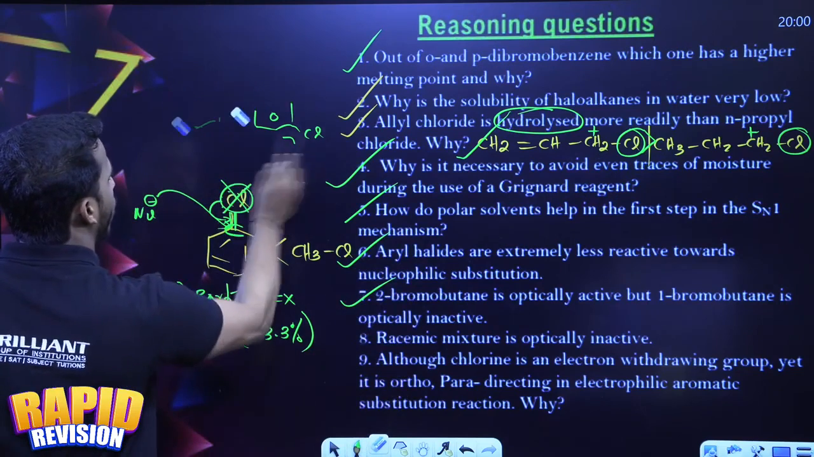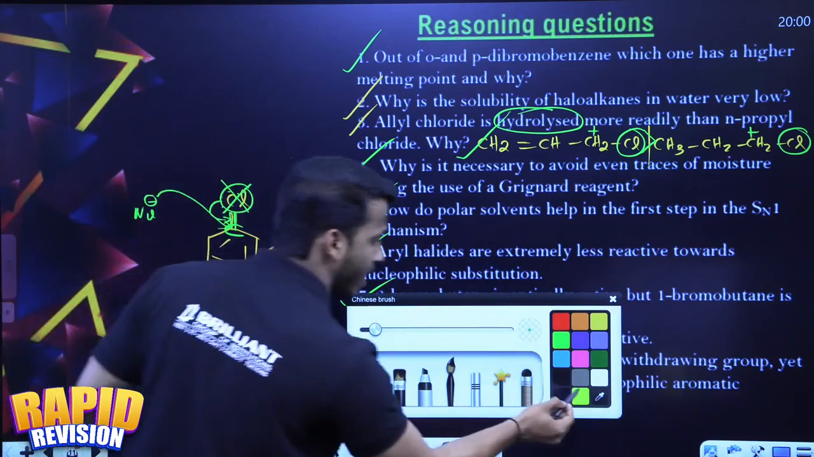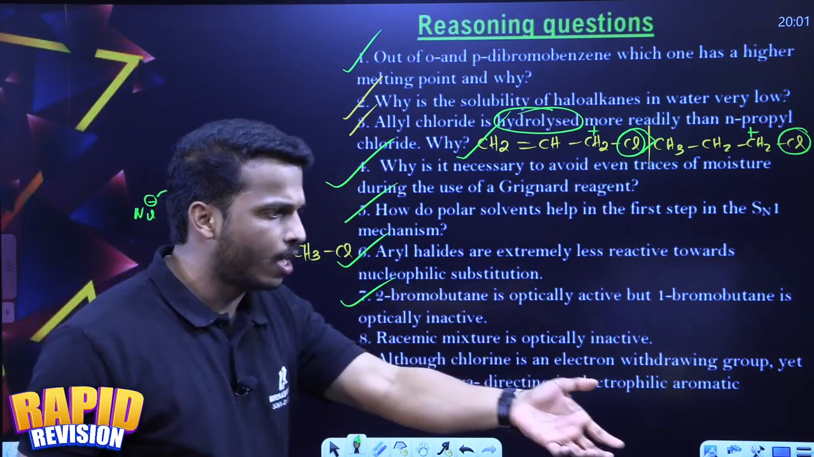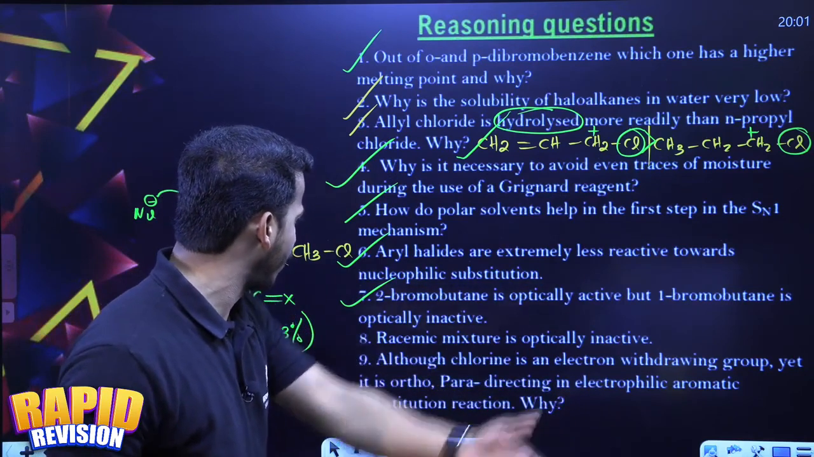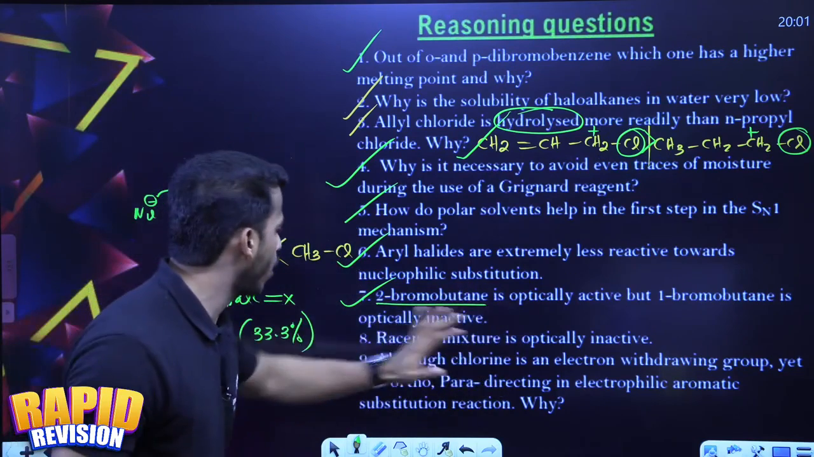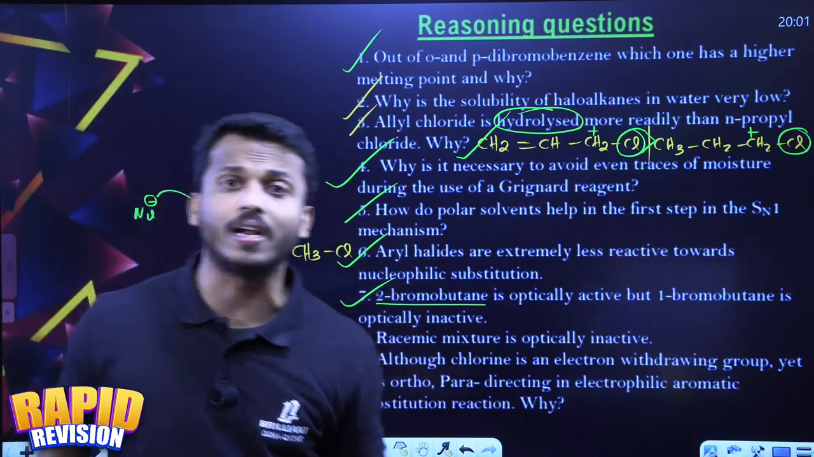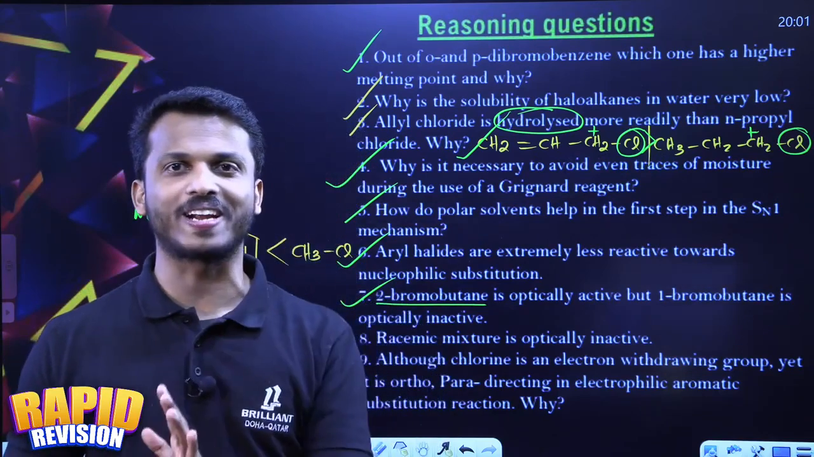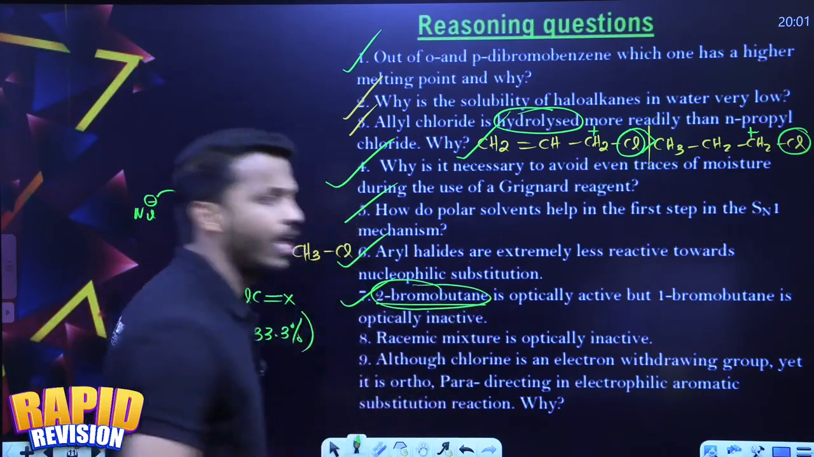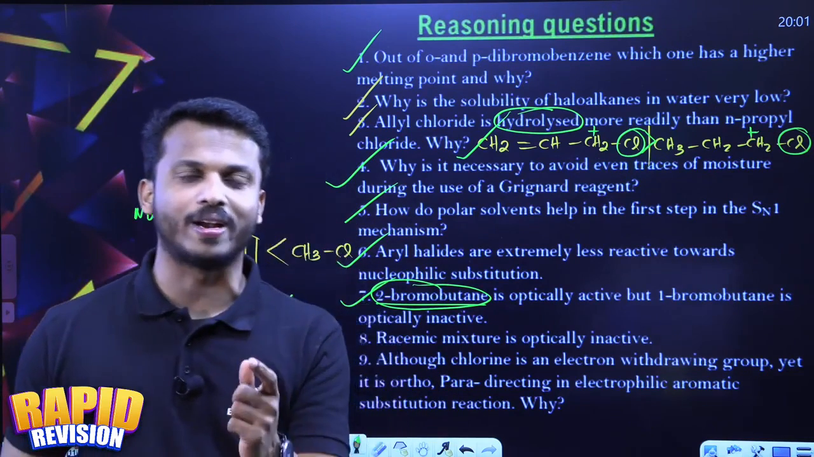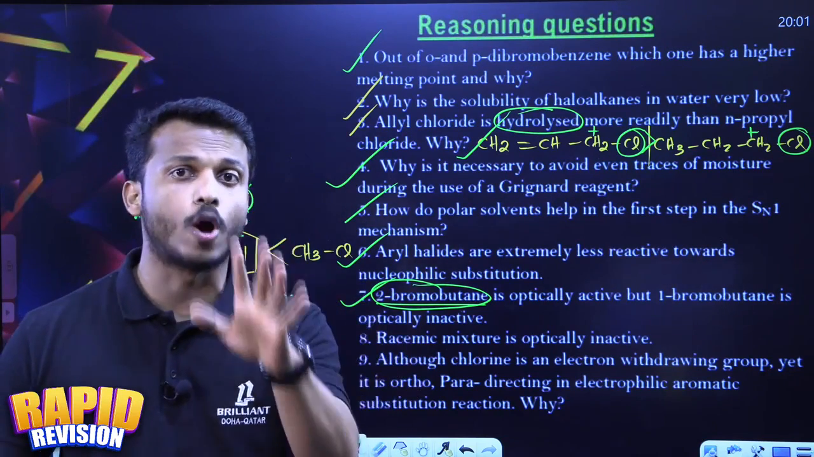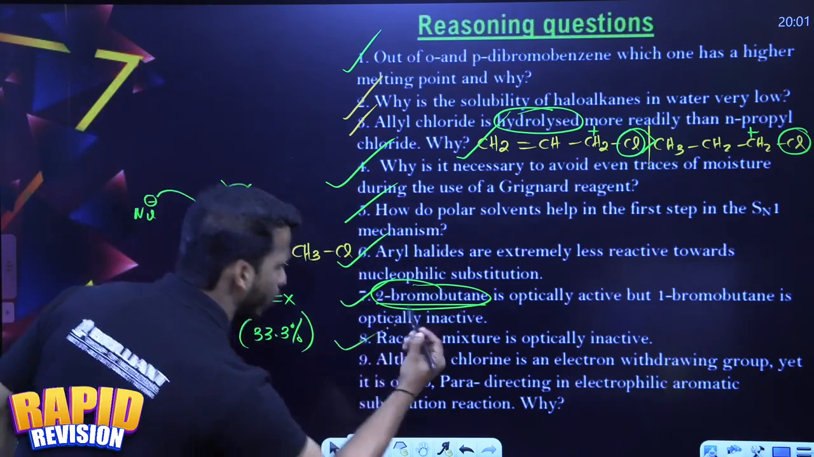2-bromobutane. Yes, I think the answers are already given, so we got to the 7th question very fast. 2-bromobutane is optically active, but 1-bromobutane is optically inactive. What is the condition to be optically active, dear all? The first main condition is that it should contain a chiral carbon. Please draw the structure of 2-bromobutane. You can see there is a chiral carbon. Therefore, it is optically active. Whereas in 1-bromobutane, there is no chiral carbon, so it is optically inactive. Now, what is the 8th question, dear all?